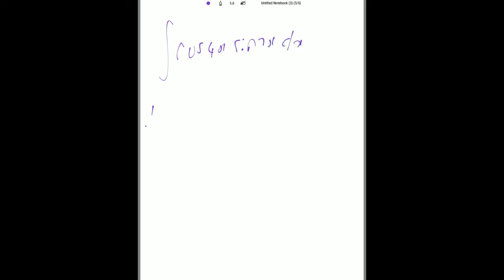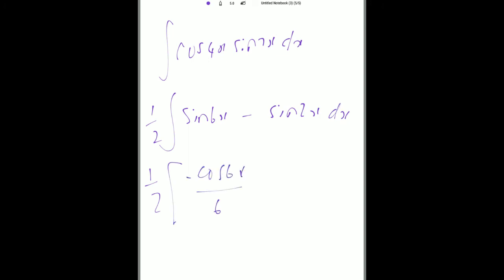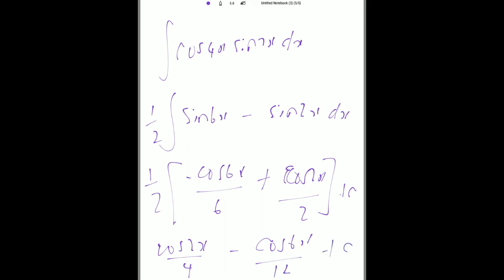The rule that we saw on the preceding page would require that we say this would be half the integral of sine 6x minus sine 2x with respect to x, and that would be half of negative cos 6x all over 6 plus cos 2x all over 2 plus c, which upon simplifying should give us cos 2x over 4 minus cos 6x over 12 plus c. That is after simplifying and doing some rearrangement.